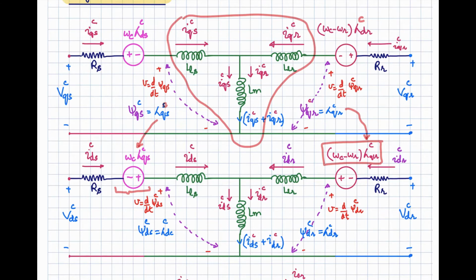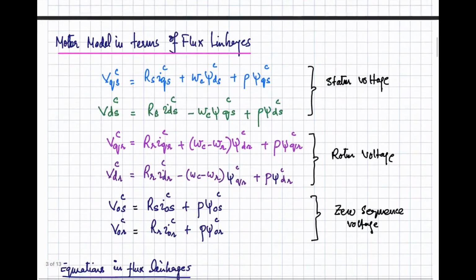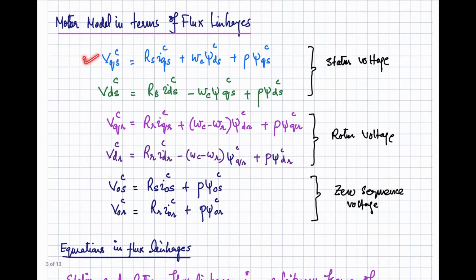Now if I write down the equation for the voltage, VQS should be equal to IQS into RS plus this voltage plus the derivative of the flux linkages of the q side. This will give you the stator voltage equation. Similarly, you can write down the rotor voltage equation, this voltage drop plus this voltage drop plus the derivative of phi QR, and similarly on the d-axis of the stator and the d-axis of the rotor. So this equation is written over here: VQS is equal to RS into IQS plus omega c into phi ds plus the derivative of phi QS.